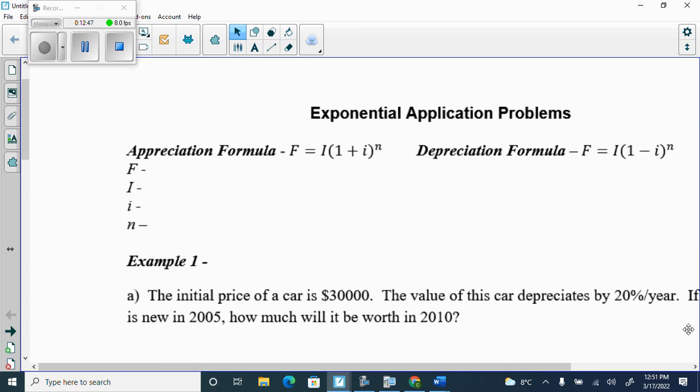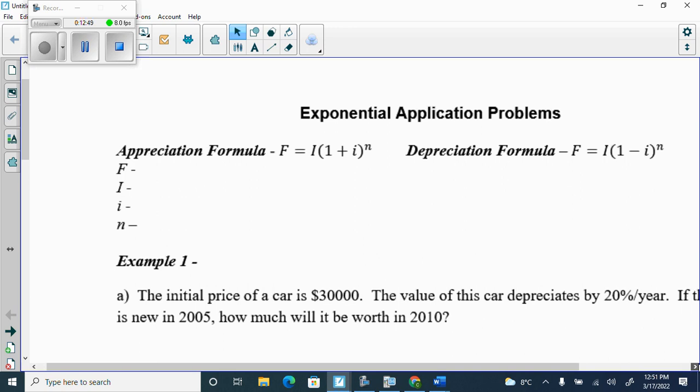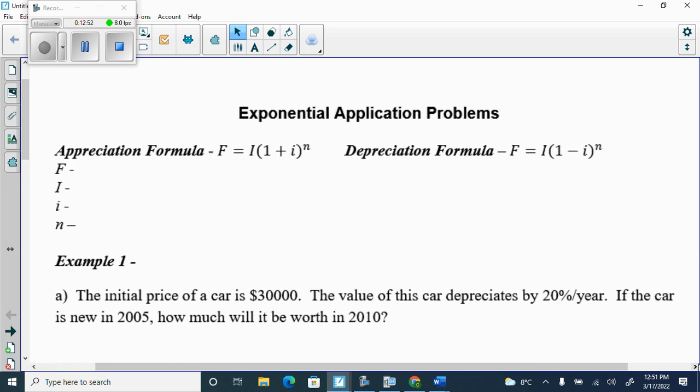Okay, it's appreciation and depreciation. None of the formulas are given to you, so you need to have them memorized. It's not on your formula sheet. Leave you lots of stuff if they don't give you these. So, the appreciation and depreciation formulas are just ones where appreciation means you're increasing.